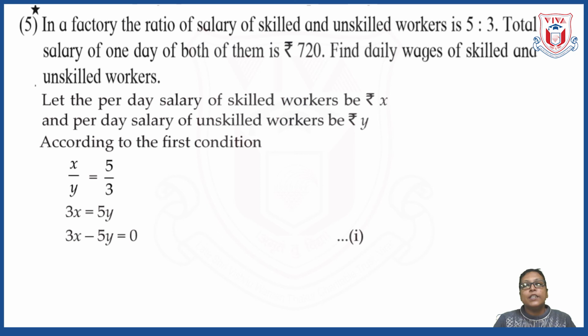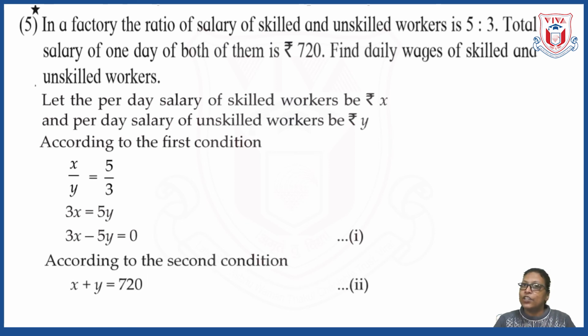Now the second condition. Total salary of one day of both of them. That means total salary of one skilled worker per day plus total salary of unskilled worker together is rupees 720. So let us make use of the second condition. According to the second condition, very easy to write, x plus y is equal to 720. So the two equations are ready. Now it is quite possible for you to solve them.